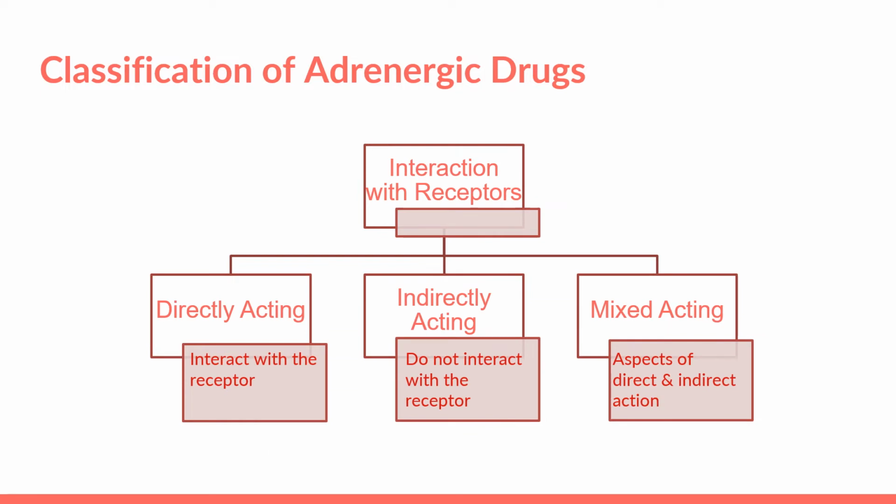The other classification describes their interaction with the receptors. If the agents are directly acting, they have affinity for and thus interact with the corresponding receptors. Indirectly acting agents have no affinity for the receptors and thus work by influencing the release, metabolism, or other kinetic factors of norepinephrine. Mixed acting agents, as the name implies, have both directly and indirectly acting properties, and therefore interact with the receptors and at the same time influence the kinetic factors of norepinephrine.